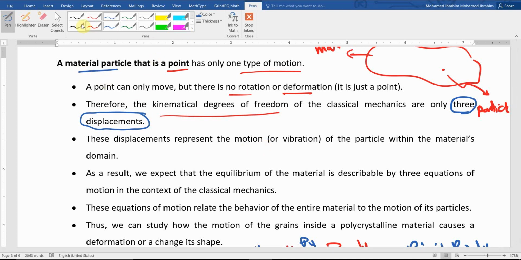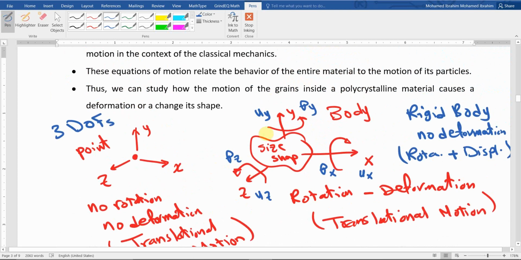How about if we decided to represent the particle as a volume element, as something that has a shape? It is not just a point. So what's going to happen? What do you think? In this case, we're going to have more than 3 degrees of freedom. If we decided to set up a new theory of mechanics, we have to adapt or modify the classical mechanics and consider a particle that has a shape, that would rotate and move.